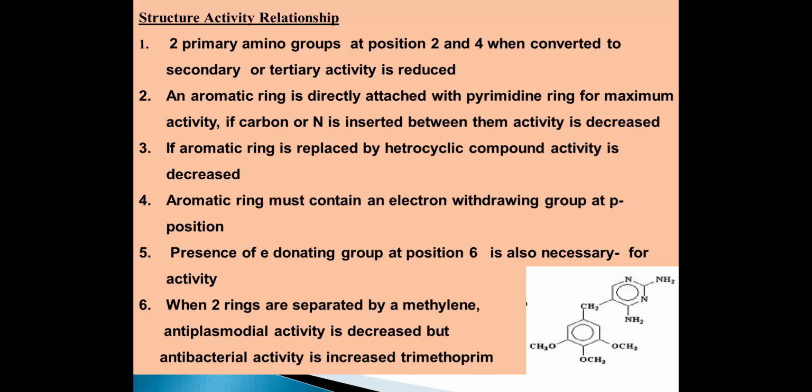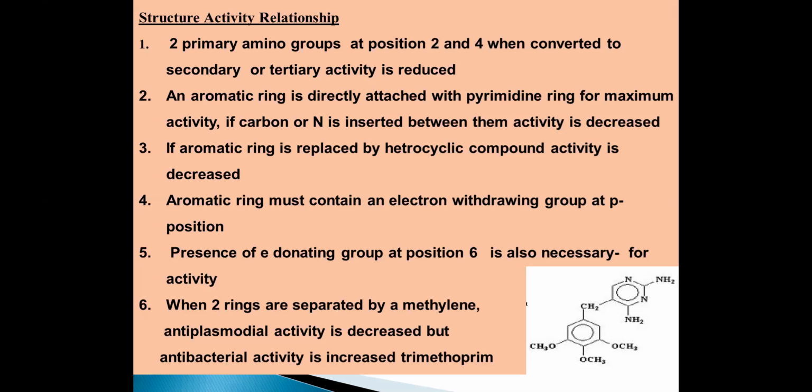Now, what are the modifications? The 2 primary amine groups at 2 and 4, as I said, are necessary for the activity. When they are converted into a secondary or tertiary amine, the activity is completely lost or reduced. An aromatic ring should be directly attached to the pyrimidine ring for maximum activity, as you see at the 5th position. If a carbon or nitrogen is inserted between the pyrimidine and the phenyl ring, the activity is decreased, and it reduces your antimalarial activity.